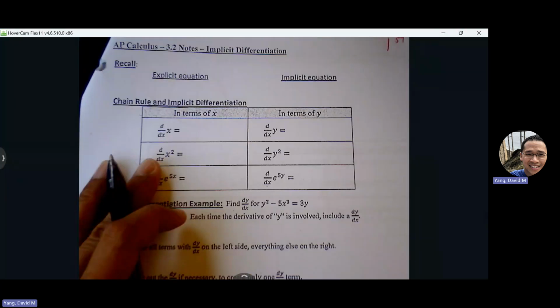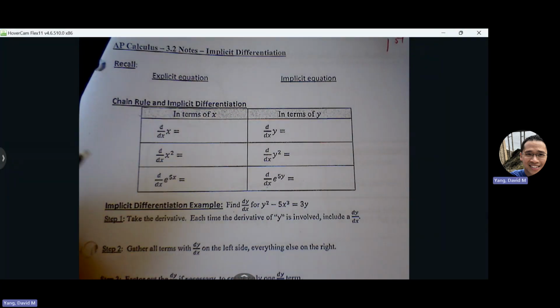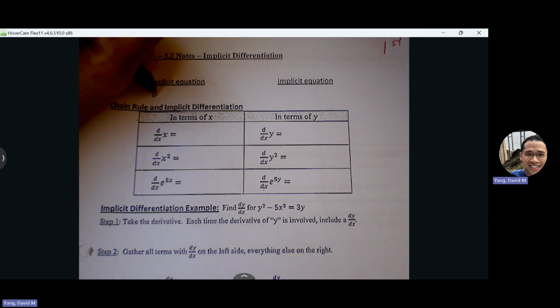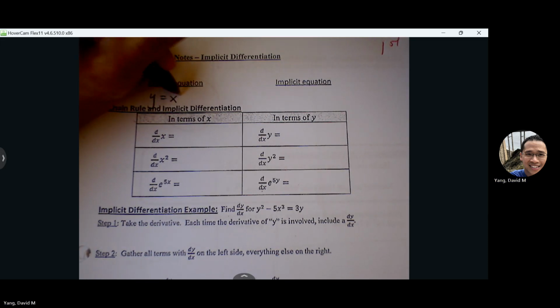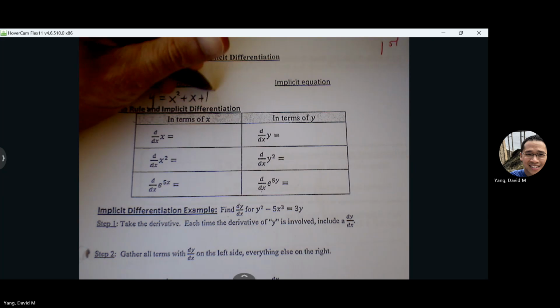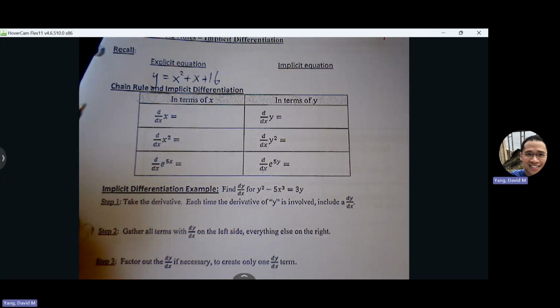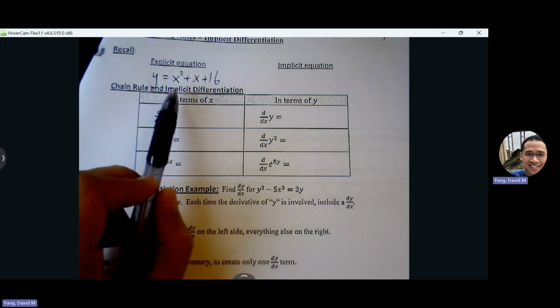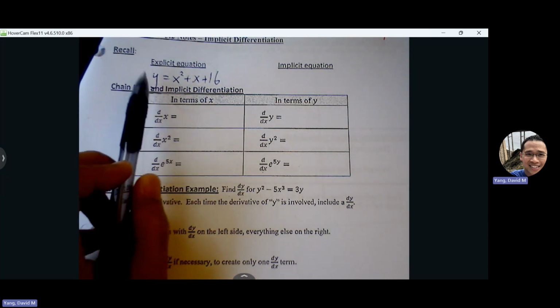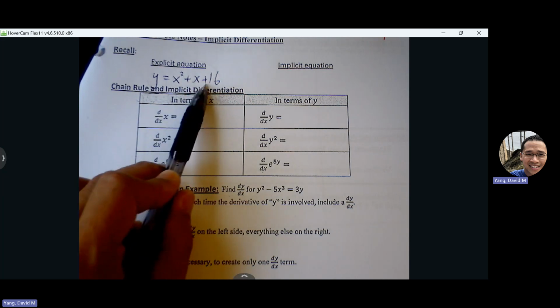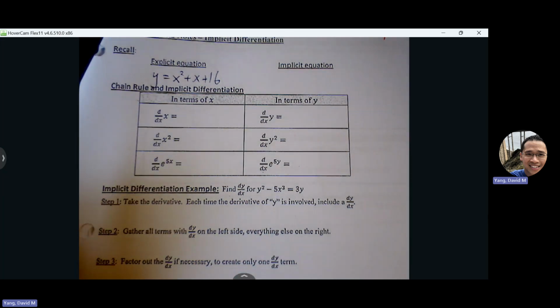So explicit equations, these are equations that we're more familiar with. These are nice functions where most everything that we are going to be doing is in terms of functions where your x's are nicely separated from your y's. There's only one instance of y on the left and then x is on the right. So we call this an explicit equation. This is going to be a nice function here.